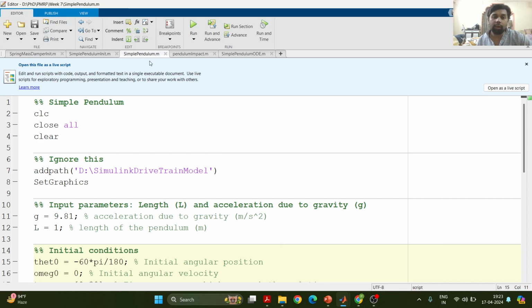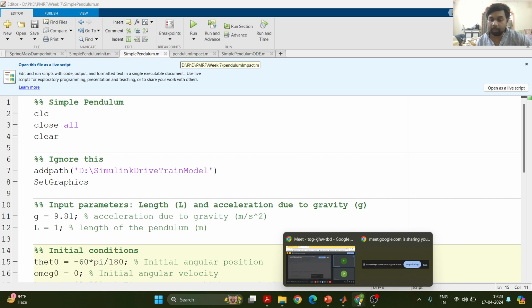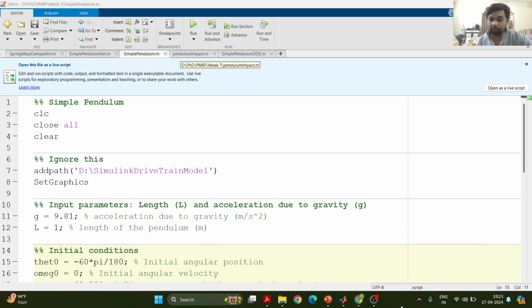Basically, in the analytical solution, when you are increasing the theta naught, because of the small angle assumption, we are getting the discrepancy between the analytical and the numerical approach. Okay, clear. Thank you.